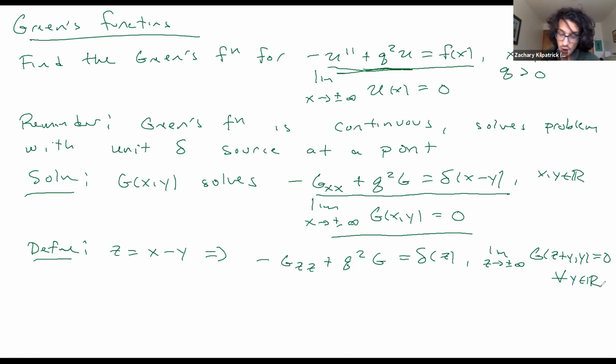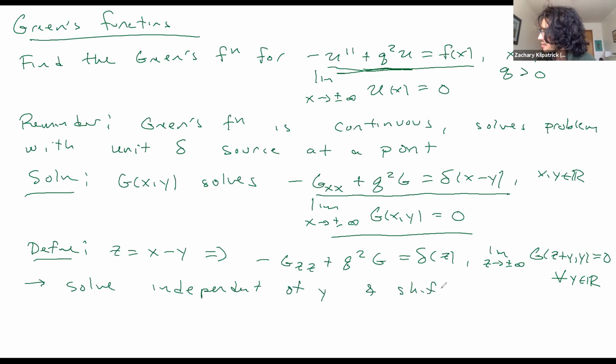So essentially what we do is we're going to solve this independent of y and then shift it. Because the differential operator only involves z, and because of this boundary condition, it doesn't really matter what y is as long as it's finite. It's the same as saying the limit of G of z, for any value of y, goes to 0 as z goes to infinity.